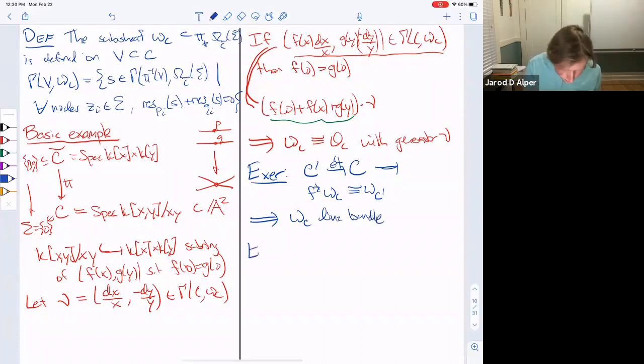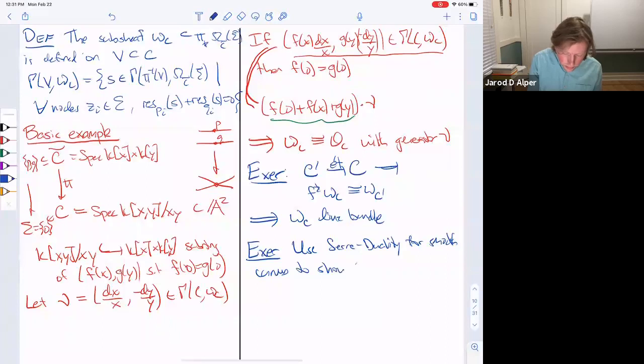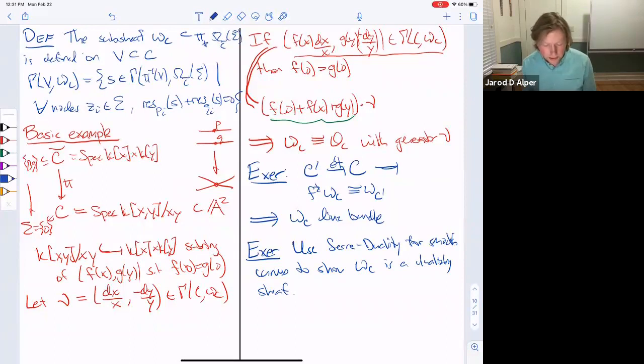And then maybe the most important fact is that the way we've defined omega C, it is the dualizing sheaf. So the exercise is to use Serre duality for smooth curves to show that omega C is a dualizing sheaf. I think there's no way to directly prove it. Serre duality for smooth curves is a deep result, and I think the easiest way to get at this is to reduce it to that using properties of the normalization.